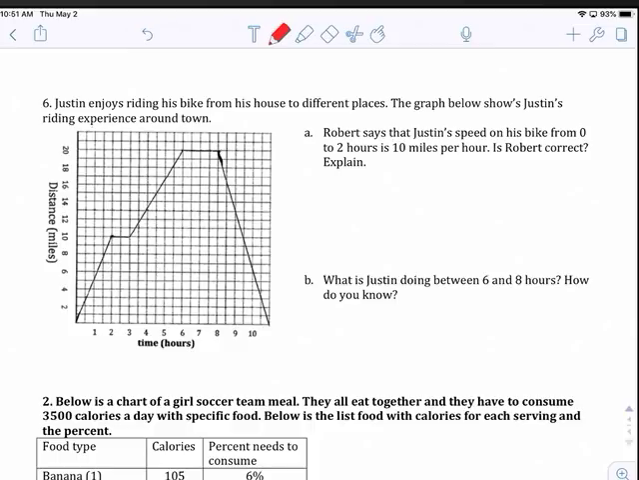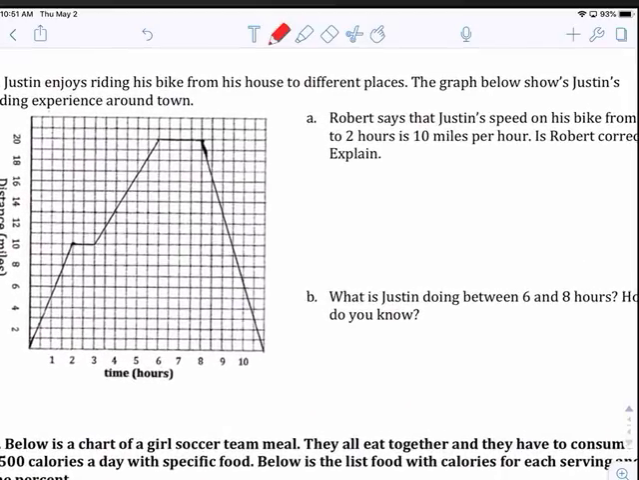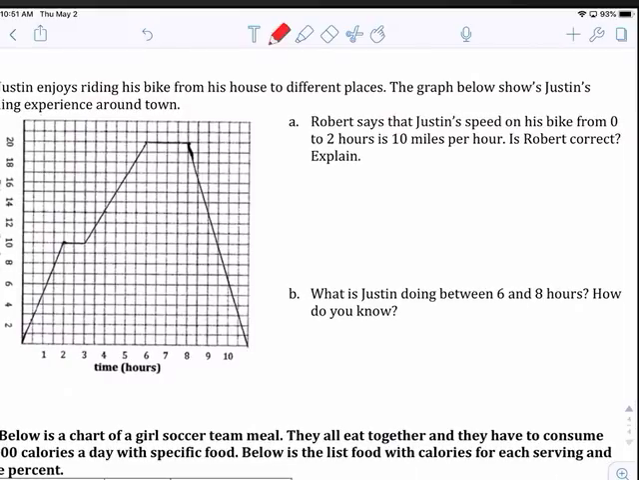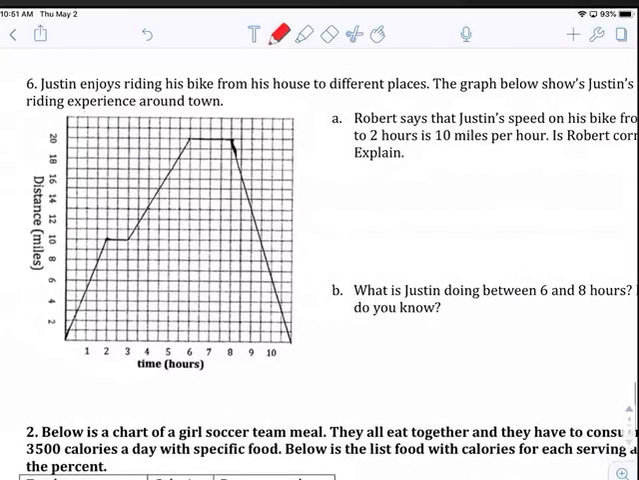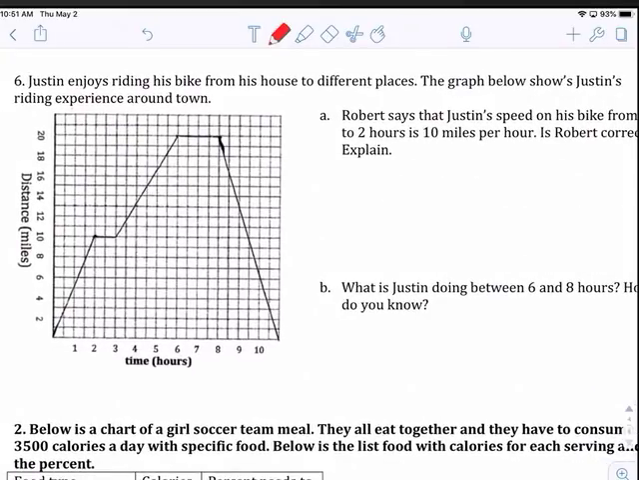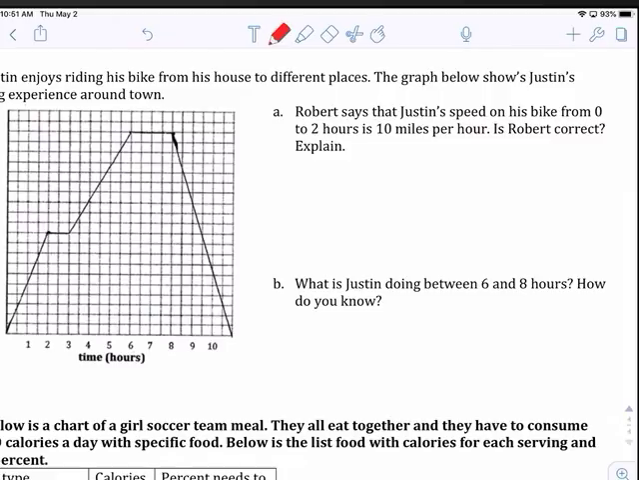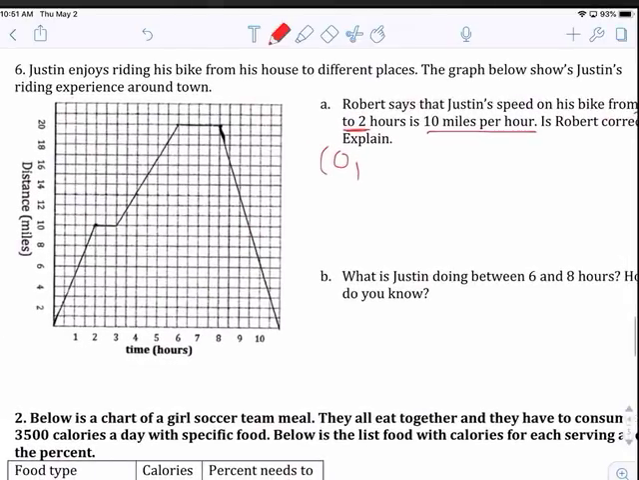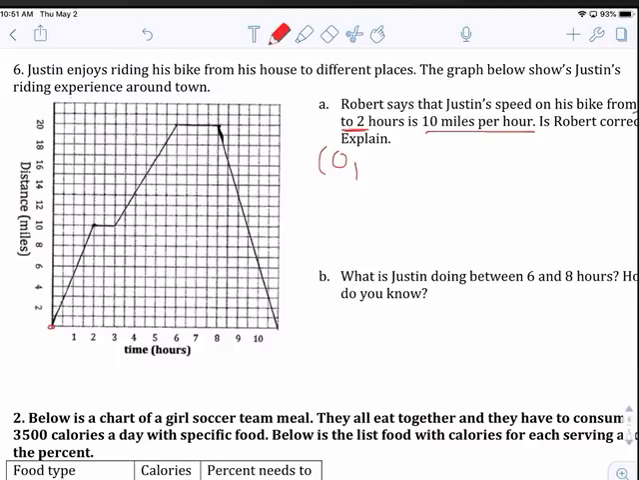Okay, Justin enjoys riding his bike from his house to different places. The graph below shows Justin's riding experience around town. Robert says that Justin's speed on his bike from 0 to 2 hours is 10 miles per hour. Is Robert correct? So at 0, how far is Justin from home? 0 miles, right? At 2 hours, how far is he from home?